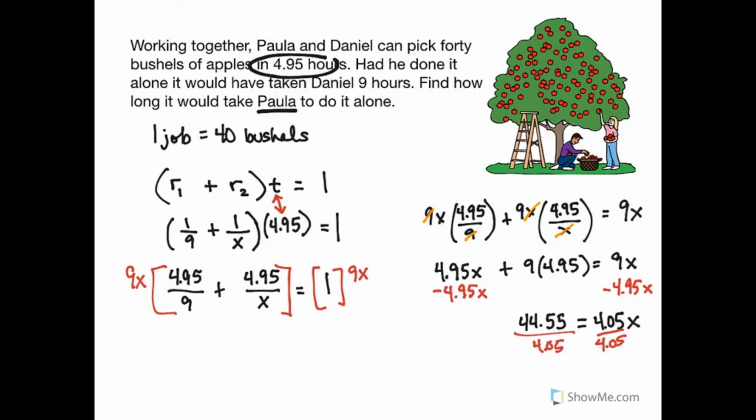And when I do that, I get x equals 11, which is kind of a relief with all those decimal points, huh? So what does that mean? It would take Paula 11 hours to do it alone.